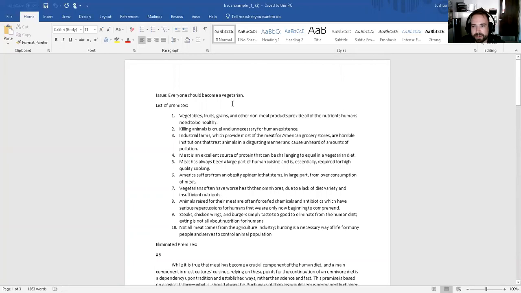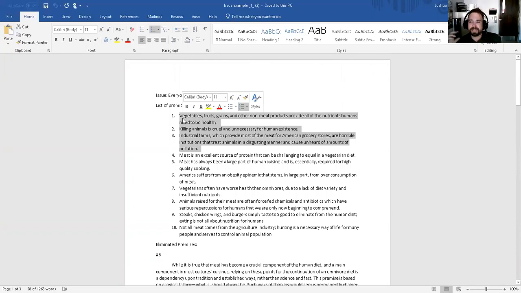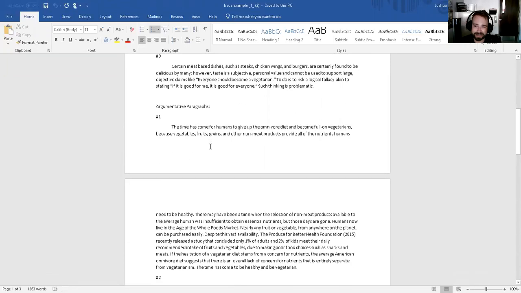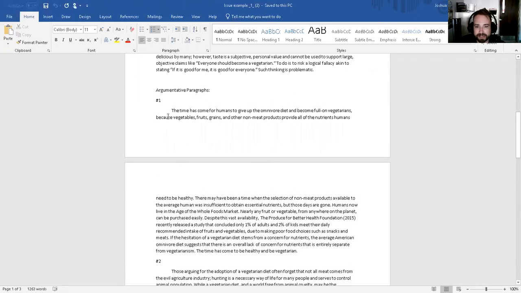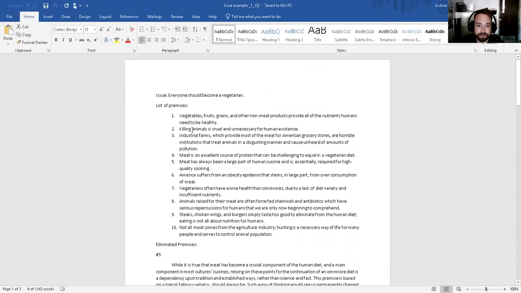Like, your argument paragraph should not be everyone should be a vegetarian because of this and this and this. Each of these things, each of these premises is big enough and complicated enough that it can serve as its whole own argument. So the idea is that you take a premise, you turn that premise into a topic sentence, and then you build on the same idea of that topic sentence. So in this case, if my topic sentence is we should all become vegetarians because vegetables, fruits, grains, and other non-meat products provide all the nutrients humans need, then the idea is that I would continue to expand on the nutritional benefits, right? I wouldn't go into something like animal cruelty. That would be its whole separate ballgame.